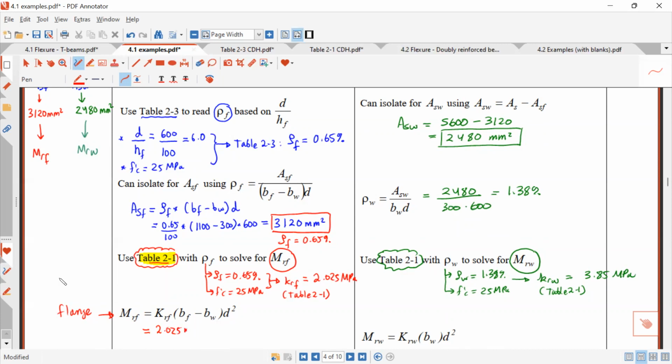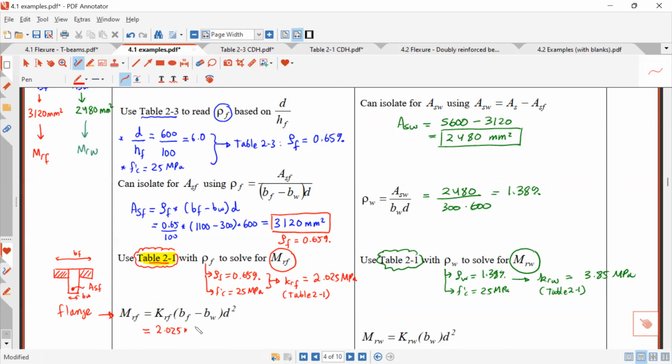Okay, because here, if I look at this part, basically what I'm doing, here's my T-beam. Okay, it looks like this. What I'm doing is I'm taking this part of the flange. Okay, so that's why it's BF minus BW, right? This whole thing is BF. And this thing is BW. And then here I have this amount of steel, which I called ASF. So if I take the force couple from this part of the concrete and this ASF, I'll end up with this MRF. So that's why I multiply by BF minus BW times D squared.